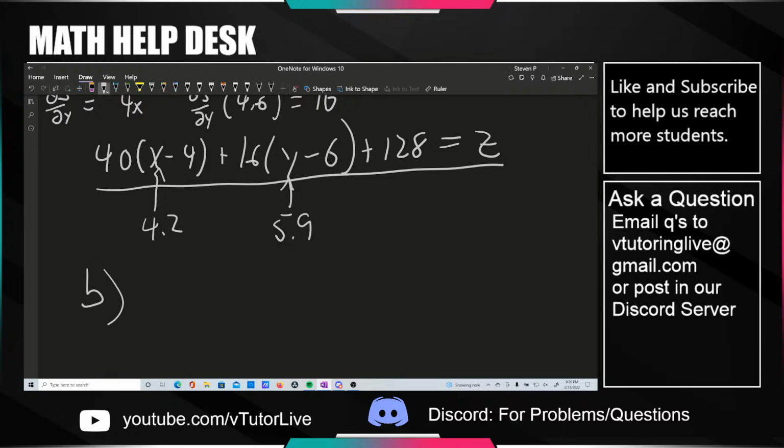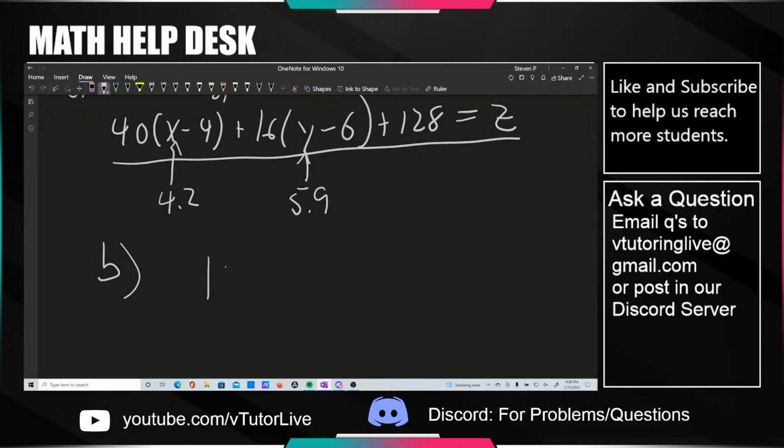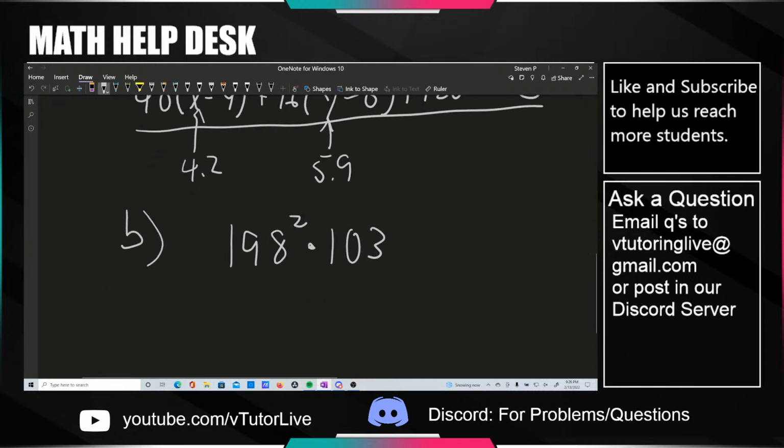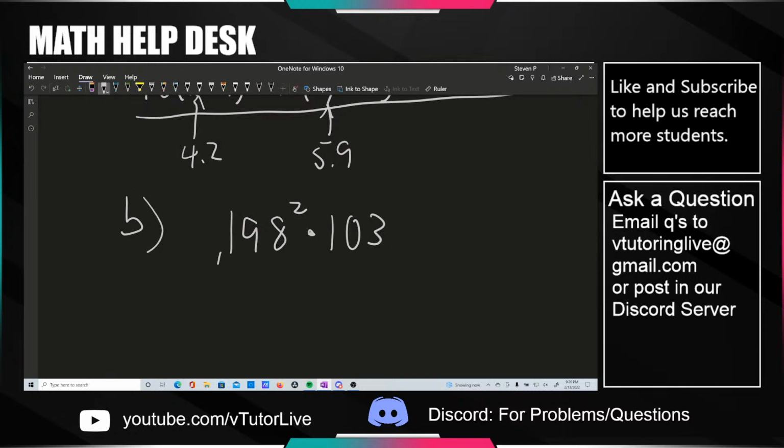Part B is basically the exact same problem. They're just asking you to infer a little bit more than you did before. So they're basically saying estimate the value of 198 squared times 103. And the spirit of the problem is to basically say, well, okay, this is a value near 200, and this is a value near 100.